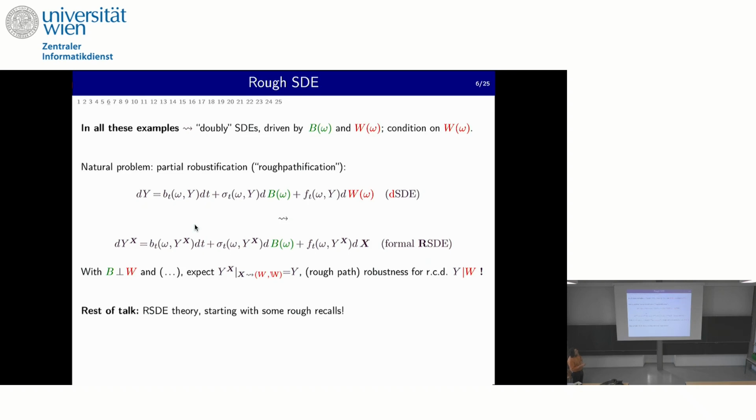So particularly, if you're interested in the regular conditional distribution of this, given all the information of your Brownian motion, then this is exactly the right thing to do.